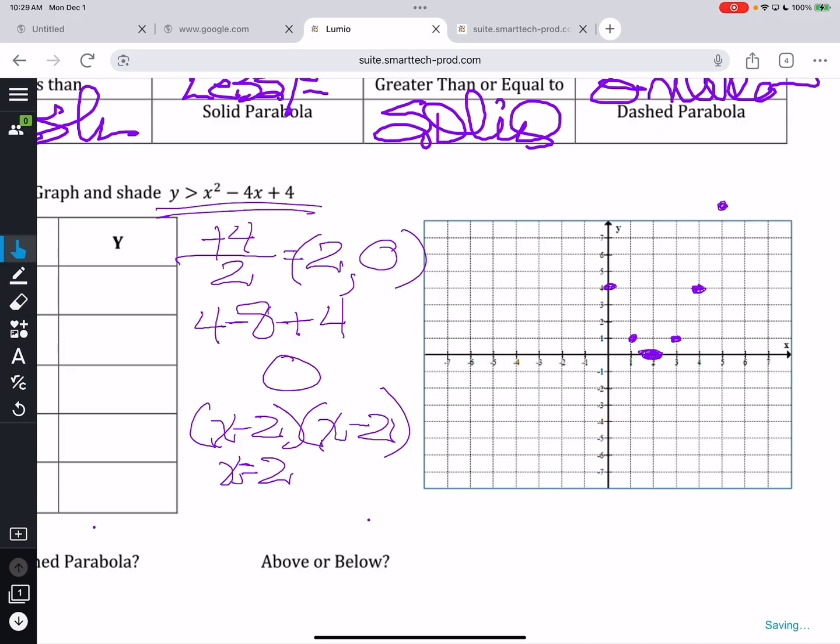Notice, guys, what was our C in the equation? 4. What's the y-intercept in our graph? 4. All right, another way to double check yourself. The symbol, though, in our inequality is just greater than. So it's going to be dotted.